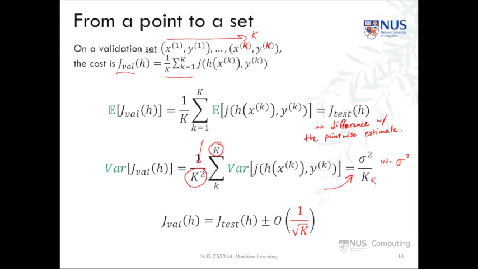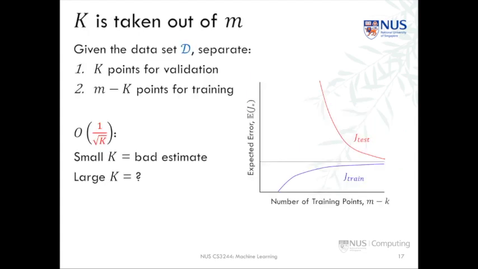At the end of this, we can see our validation error has this benefit of being an unbiased estimate of the test error, with variance decreasing in proportion to the number of points that are given. This is just undoing the square that we have over here. So where do we get these points from anyways? Well, the only place we can get them is from our training data set, since we're not allowed to look at the testing data set.